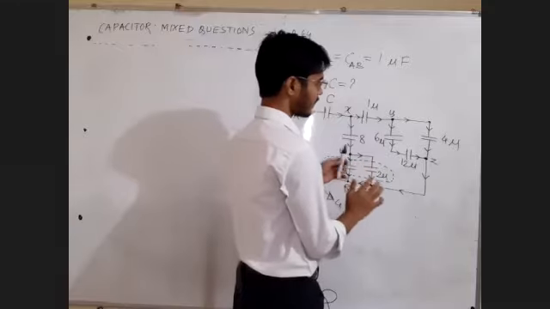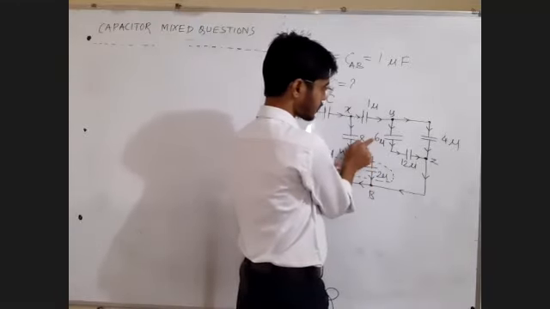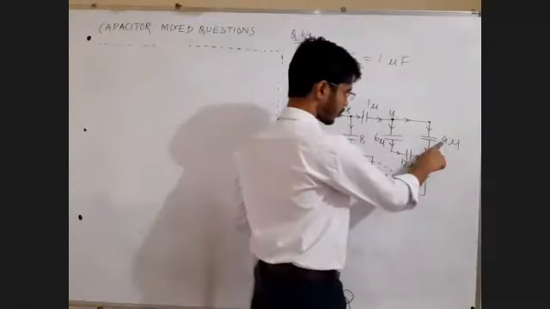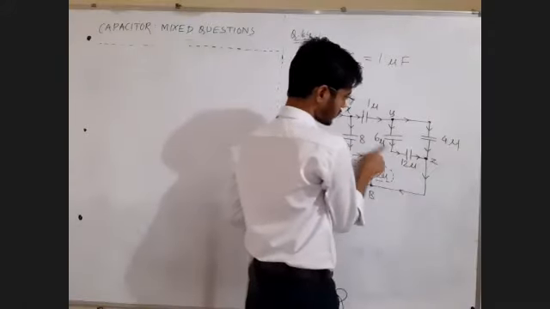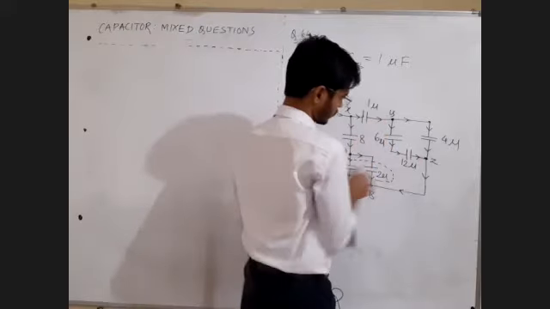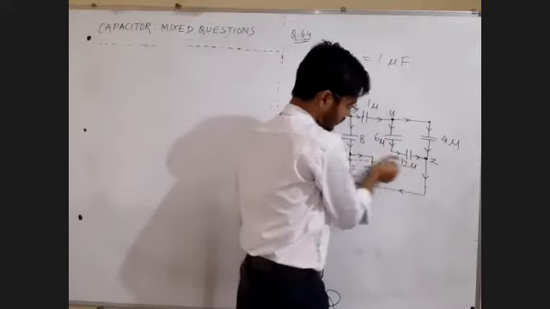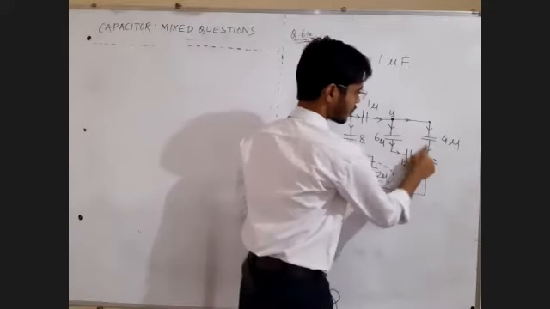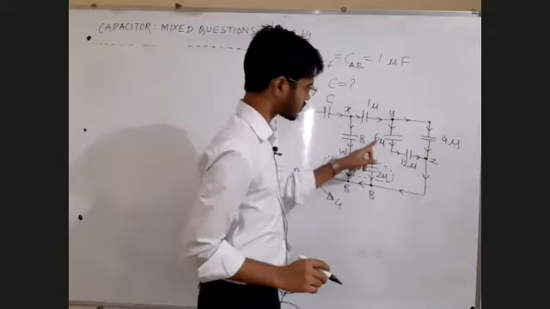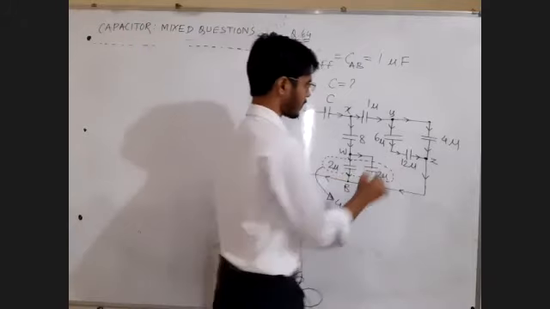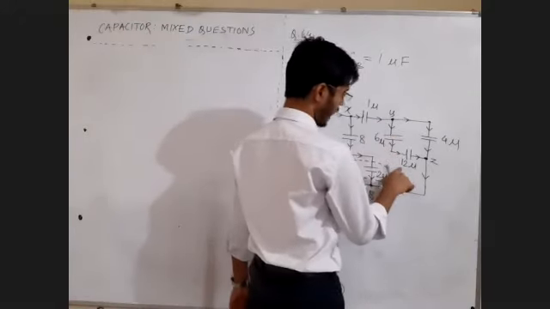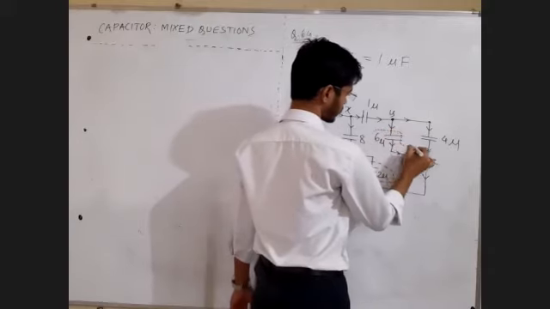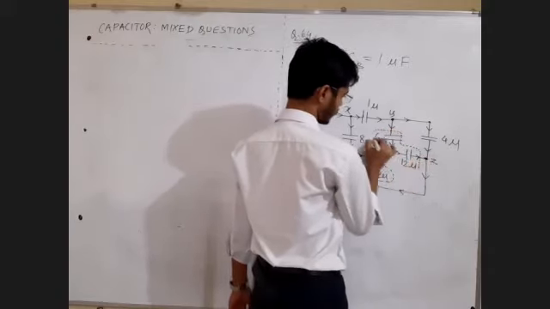Now this 6 and 12. You directly cannot say 6 micro is parallel with 4 micro. No. 6 micro is not parallel with 4 micro. 6 micro and 12 micro are in series combination. This entire branch, Y to Z branch, is parallel to this Y to Z branch. So you have to first figure out the 6 micro and 12 micro series combination.